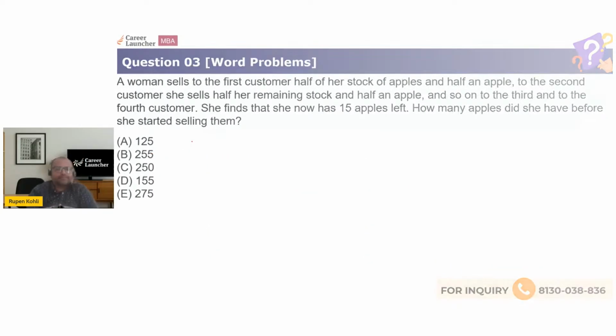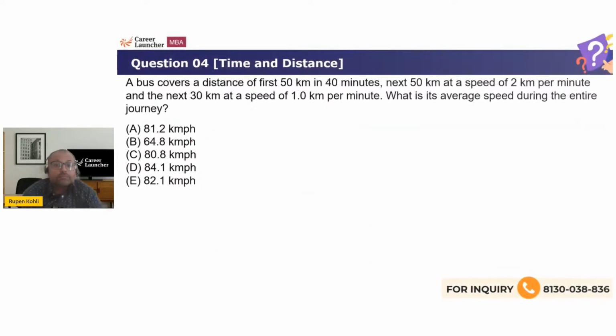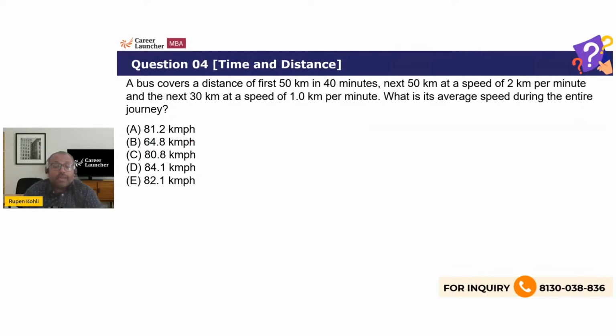Let's see. Okay. Time and distance. Let's see. A bus covers the distance of first 50 kilometers in 40 minutes, next 50 kilometers at a speed of 2 kilometers per minute, and the next 30 kilometers at a speed of 1 kilometer per minute. What is the average speed during the entire journey?